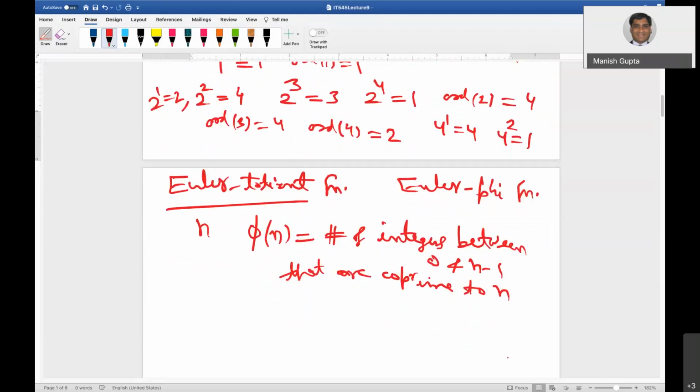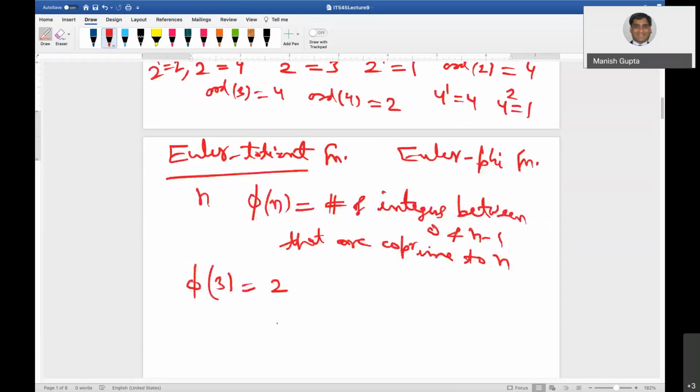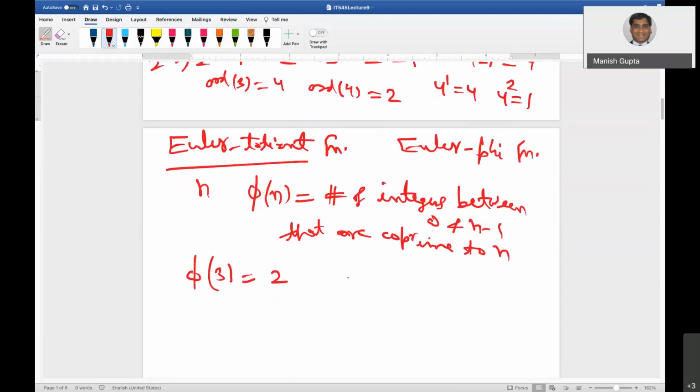Okay, so in other words, what is phi of 3? The numbers are 1, 2, 3, right? So between 0 and 3, how many numbers are there which are less than 3 and co-prime? There are only 2. Similarly, what is the value of phi of 15? You can check that the value is 8. What is the value of phi of 10? Phi of 10 is 4.